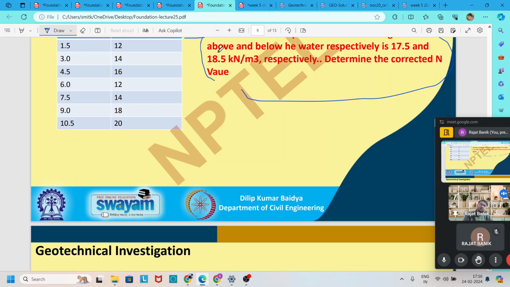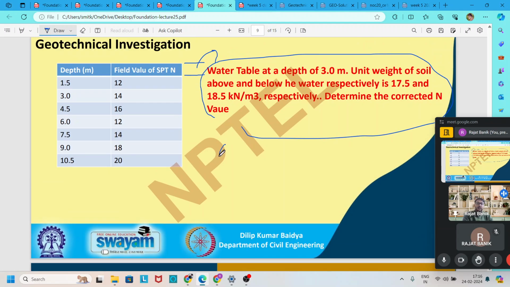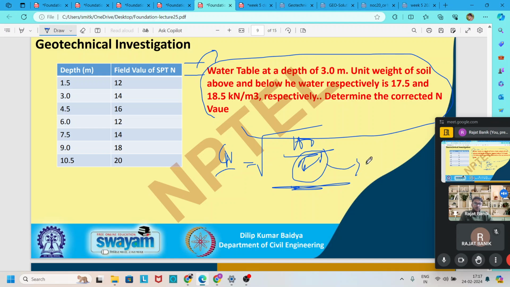For this overburden correction, Cn is equal to root over 100 divided by sigma dash. Sigma dash is nothing but the effective stress at the particular depth where we have to find the corrected SPT number. So first we need to find the effective stress at a particular depth, then calculate the Cn for overburden pressure, and this unit should be in kPa. After that you multiply the field value SPT with this Cn, and we get the corrected SPT number. Do this for each depth.